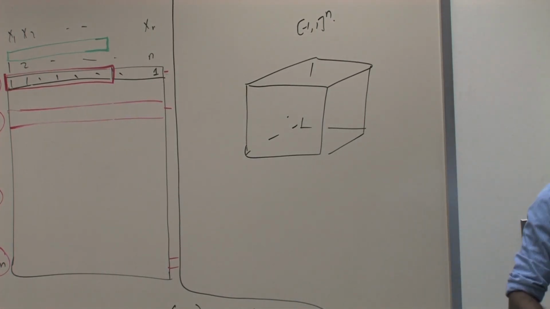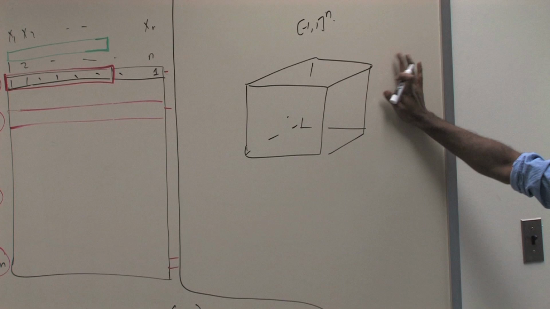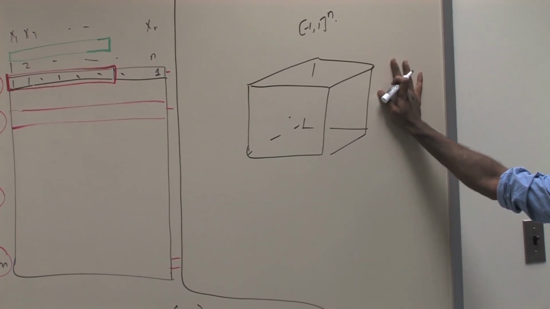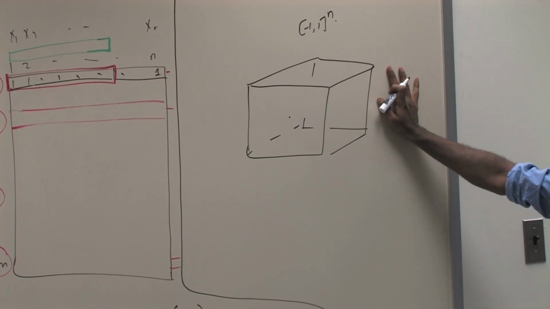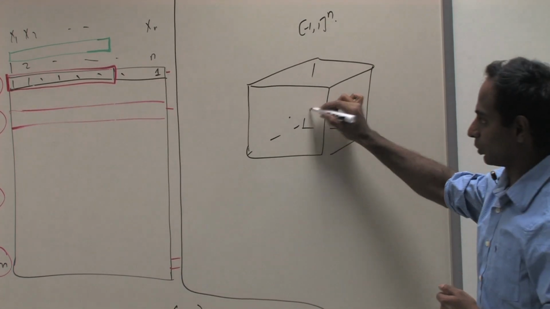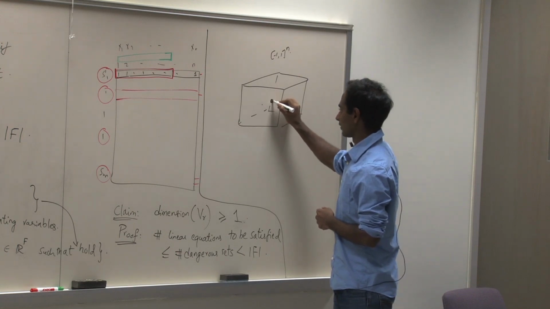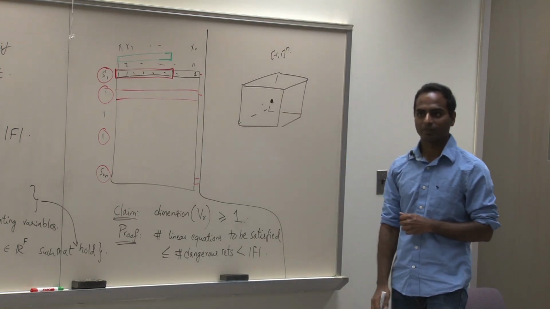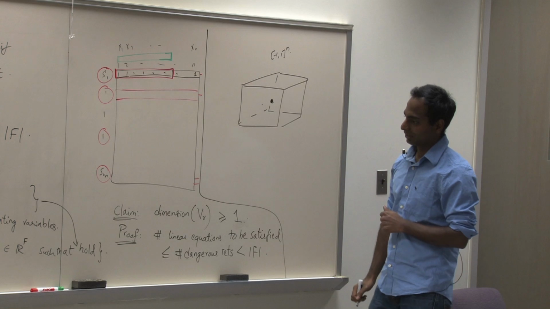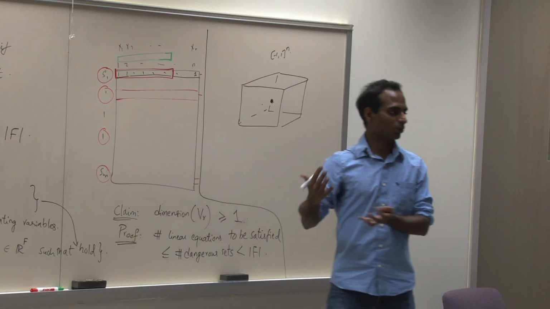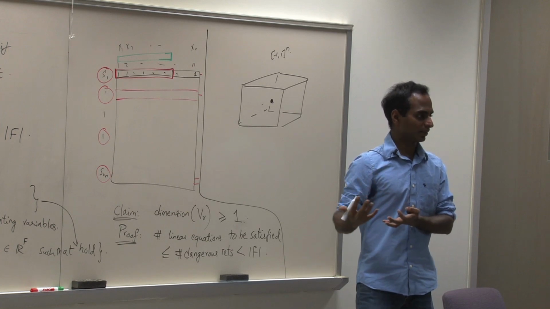So let's say this is the n-dimensional cube, all vectors whose coordinates lie between -1 and 1, so [-1, 1]^n. This is a 3-dimensional cube here, and initially we're starting out at 0. This is the origin, and where does V0 lie? V0 is some subspace. We don't know what it is, but it is non-empty.